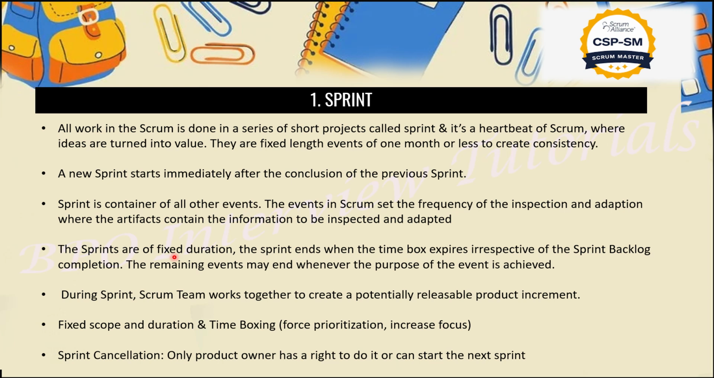The events in scrum set the frequency of inspection and adaptation, where the artifacts containing the information are inspected and adapted. I told you, right? In the sprint you will find everything, in the sense of what work we need to do, why we are doing it, when it will be delivered. If there are any priorities in that particular sprint, we have a product backlog, right? In the product backlog we have divided into sprints. In the sprint also we have some priorities to be completed.